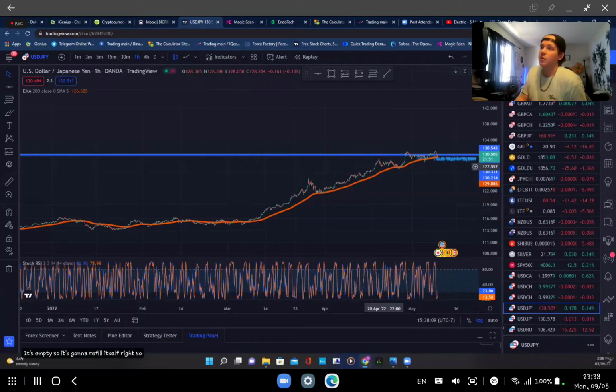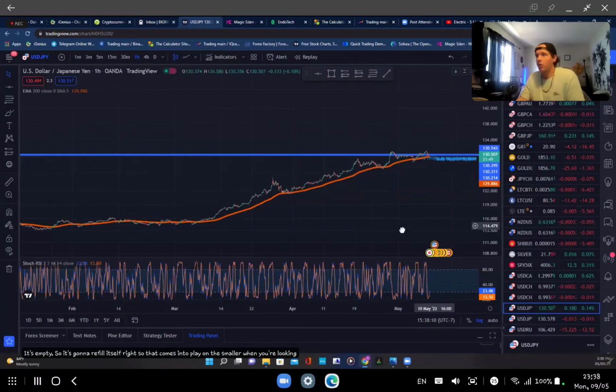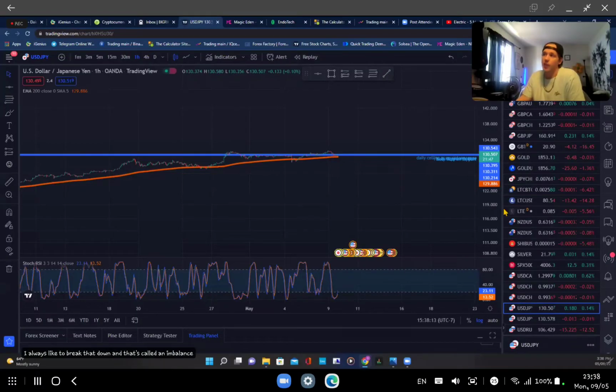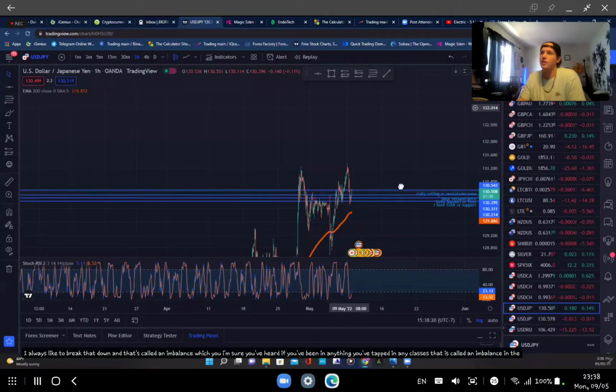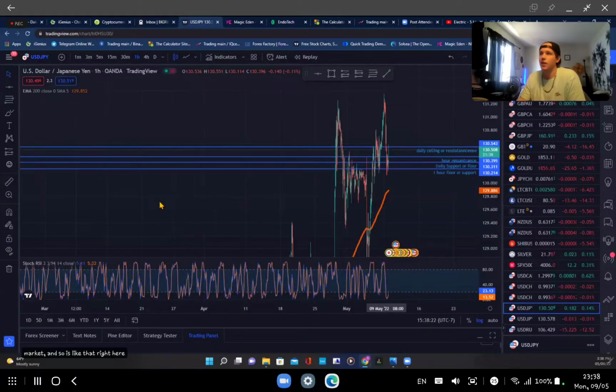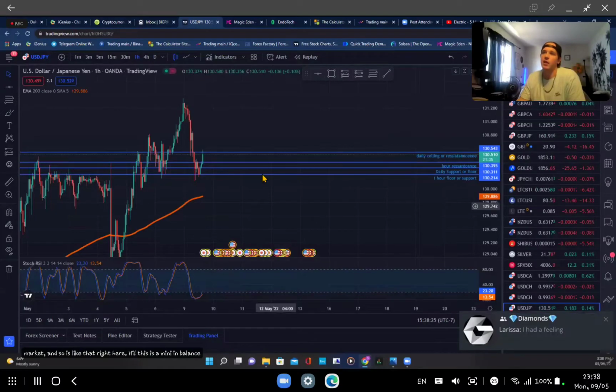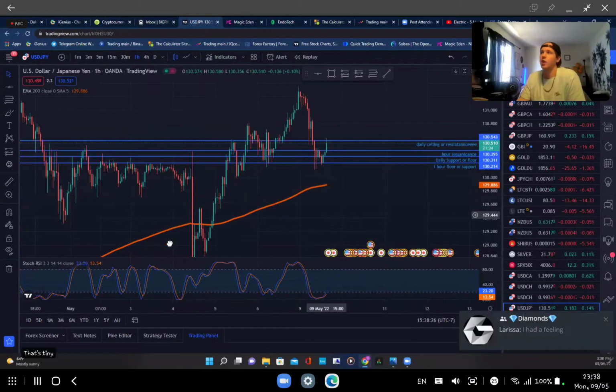So that comes into play on the smaller, when you're looking at the smaller candles. I always like to break that down, and that's called an imbalance, which I'm sure you've heard if you've tapped into any classes. That is called an imbalance in the market. And so is this right here. Okay, this is a mini imbalance, right? That's tiny. I'll bring you up a bigger one.